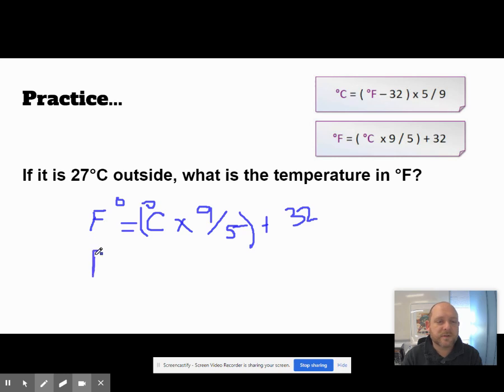So what I'm going to do is I'm going to rewrite my equation, and I am going to plug in the number that I know. So in this case, I know what the C is because I know it's 27 degrees Celsius outside.